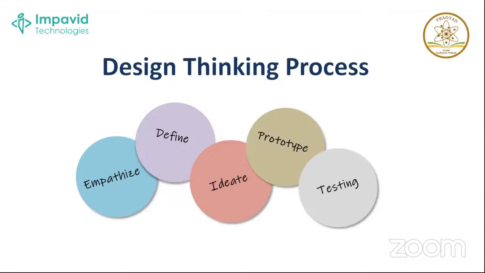There are 5 different stages involved in design thinking. One is empathize, the second one is define, the third one is ideate, prototyping is the fourth one, and the last one is testing. We will go through all these things, and in this workshop I will be showing you how you can perform this prototyping operation. Why? Because empathize, define, and ideate are manual work. It's not computational work.